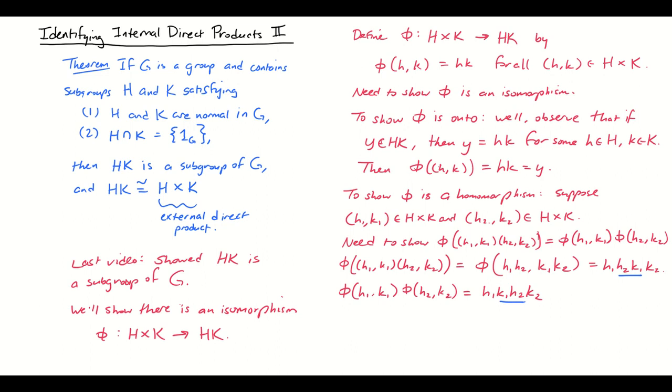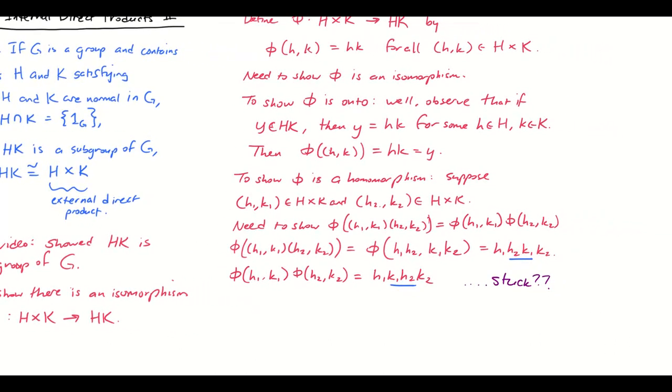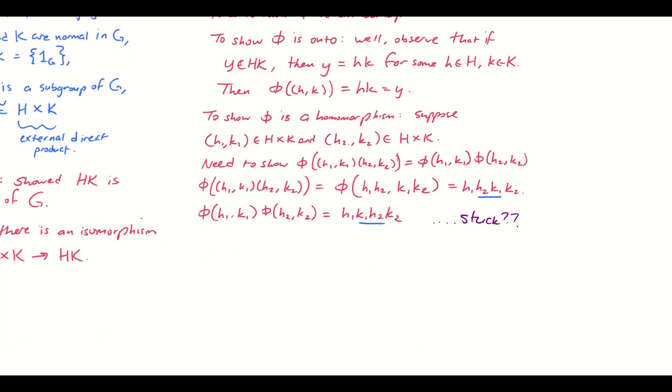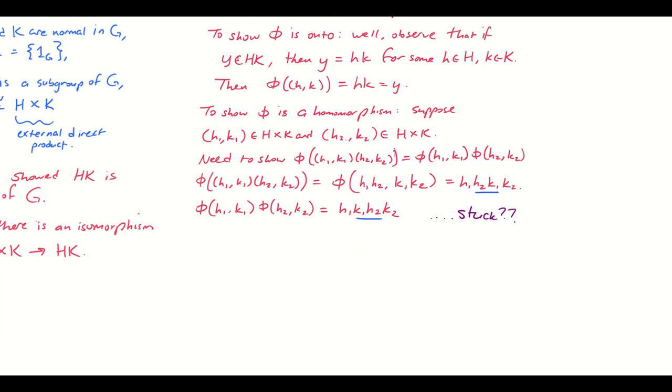So now I feel like I'm a little bit stuck. Because I have no abelian group to allow me to commute H2 and K1, and yet I need those to commute for this phi to be a homomorphism. So it looks like I have no choice. At this point, it's time to bust out the commutator.